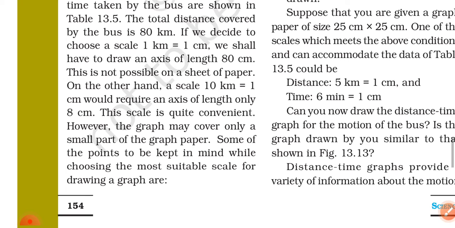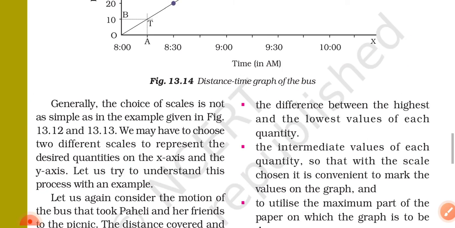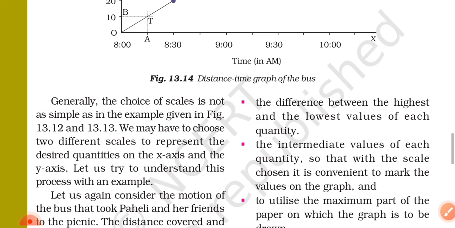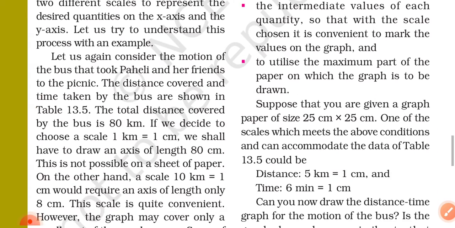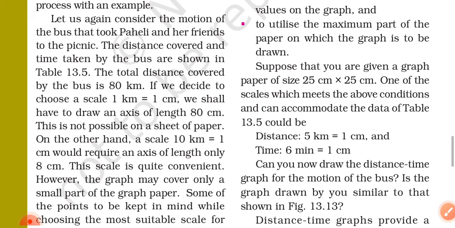Some of the points to be kept in mind while choosing the most suitable scale for drawing a graph are the difference between the highest and the lowest value of each quantity, and the intermediate value of each quantity, so that with the scale chosen it is convenient to mark the values on the graph and to utilize the maximum part of the paper on which the graph is to be drawn.